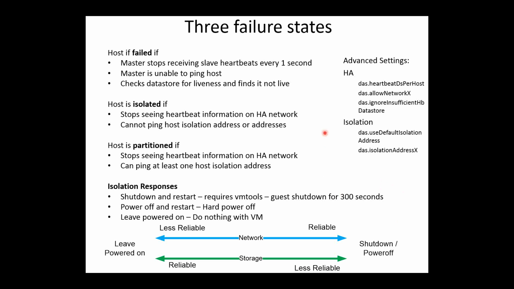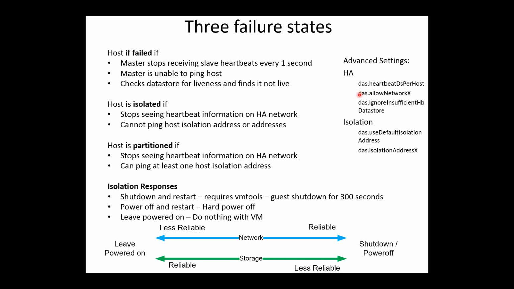A couple advanced settings that have application here, because remember we were talking about advanced settings, is das.heartbeatdsperhost, listed right here. This is the number of datastores that we want to use for heartbeat. By default, it is 2. It can be up to, I believe, 8. The concept here is to allow you to select more datastores for redundancy purposes, or because you have a more complex solution. Inside of HA, which we'll show in a minute, you can choose which datastores it has to be on or which datastores it should be on. So you get that choice as well if you do more than 2.